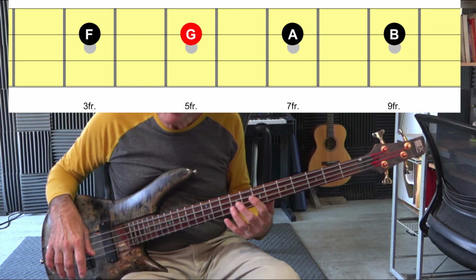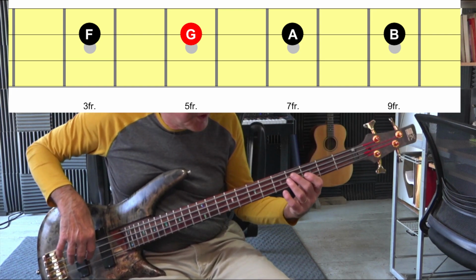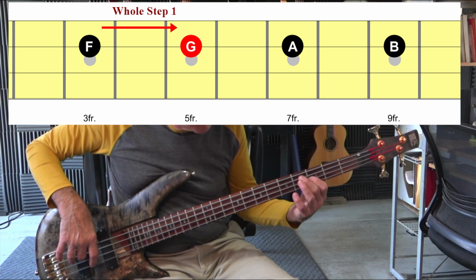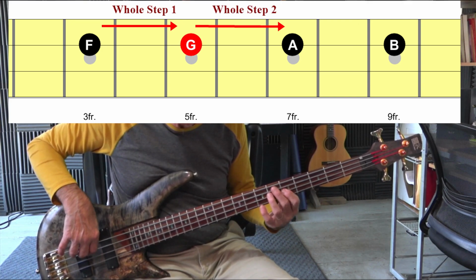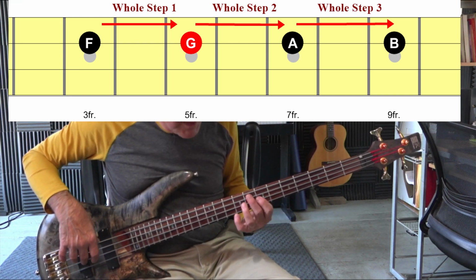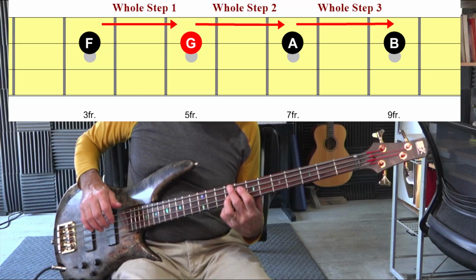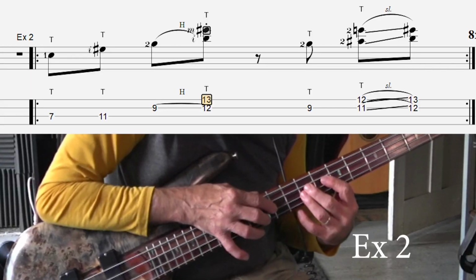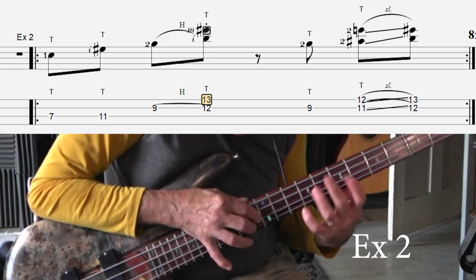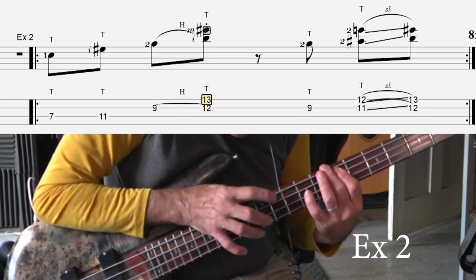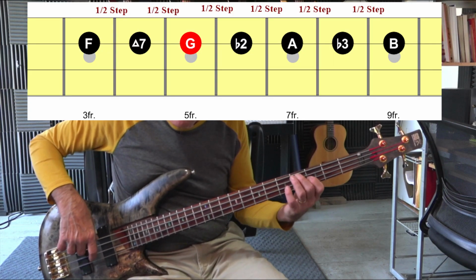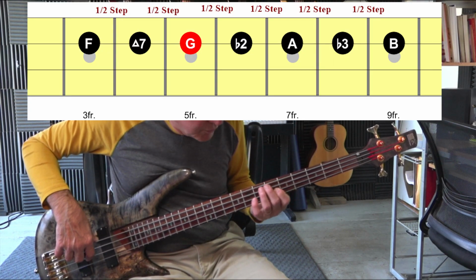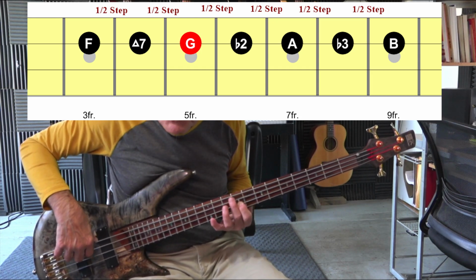A tritone is the distance of three whole steps. In the case of G, we start from the F to the G, that's one whole step. The G to the A is the second whole step, and the A to the B is the third whole step. Or if you want to look at it another way, it's 6 semitones or 6 half steps. That would be from F, and then 1 F sharp, 2, 3, 4, 5, 6.